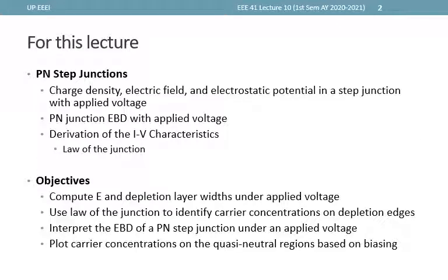Okay, so in our last lecture, we showed the plot of the charge density, the electric field, and the electrostatic potential or voltage as a function of x in our PN step junction, but under thermal equilibrium values. For this lecture, we'll do the same, but this time with an applied voltage, and continue the analysis until we are able to derive the IV characteristics of the diode and show that it follows the form of the Shockley equation.